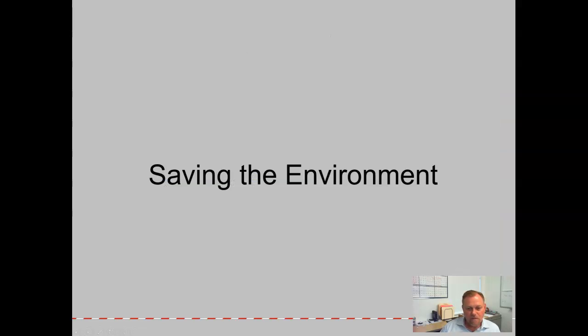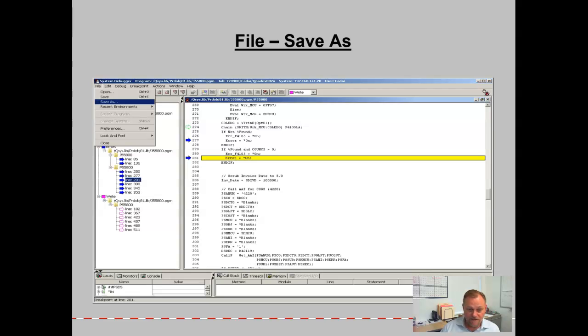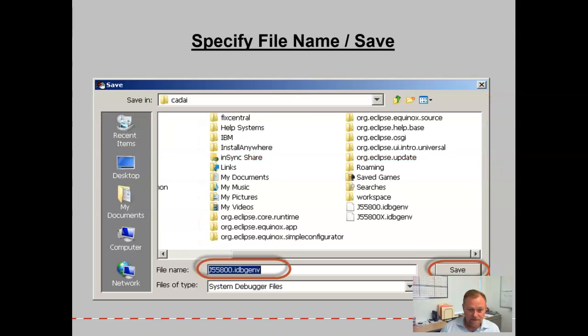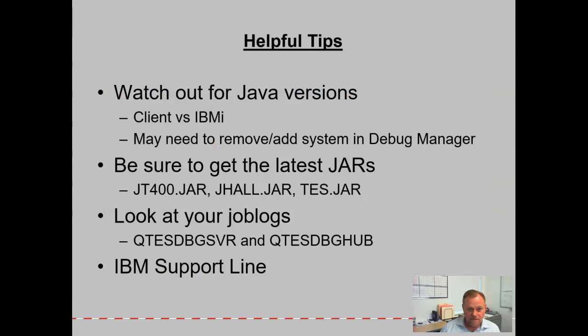And once you've done all that work, setting all those breakpoints and breakpoint groups, every time you get in that program, you do not want to have to reset all those breakpoints. So you can save the environment. So here I simply do a save as, and I specify a name, and the next time I open that up, I will not have to set all my breakpoints again.